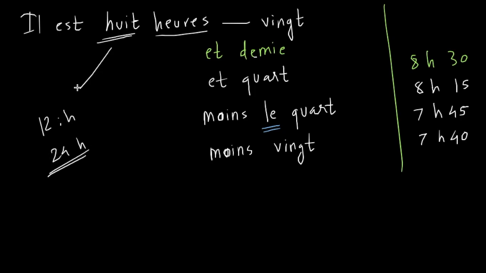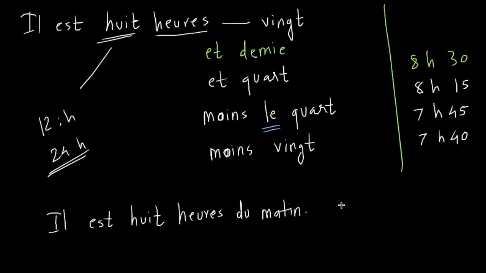If you are telling the time in 12-hour system, you must mention whether it's morning or evening. Suppose this is 8 in the morning, what you will say is "il est 8 heures du matin". "Matin" is morning, which is masculine. "Ce matin", this morning. So it is "de" followed by "le matin", that's why "du matin". How do you say it's 8 in the evening? "Il est 8 heures du soir." You don't say "soirée". You say "du soir".